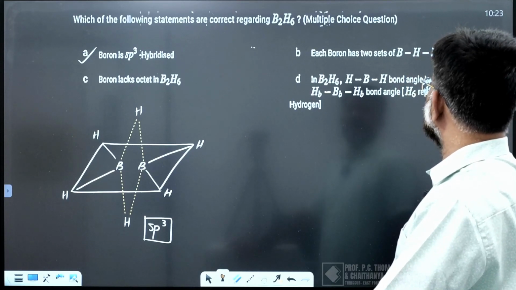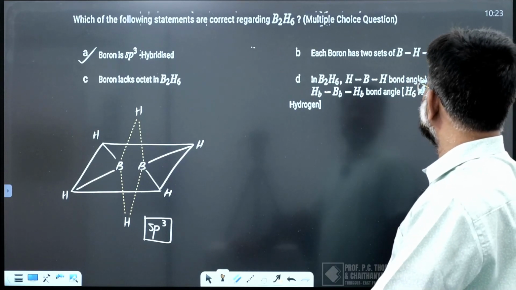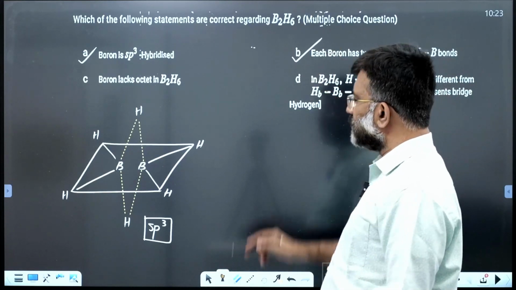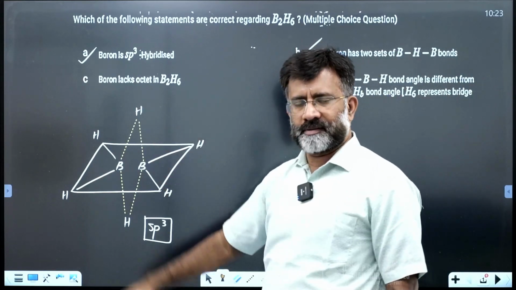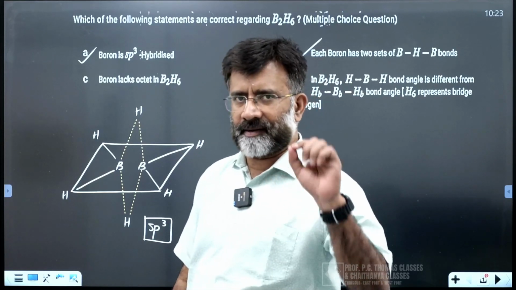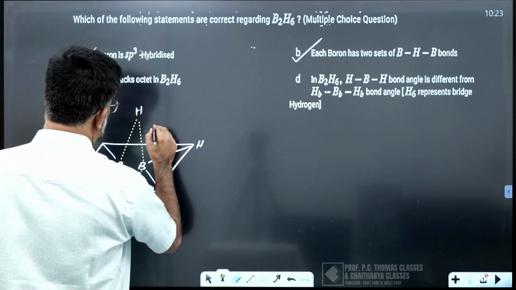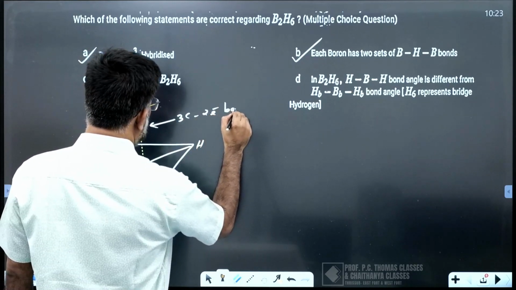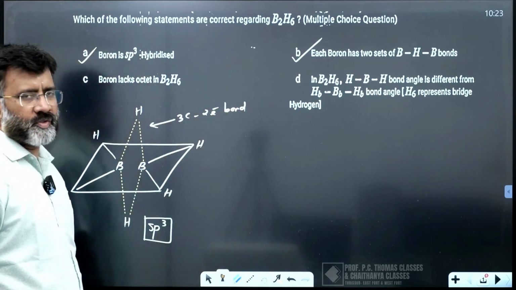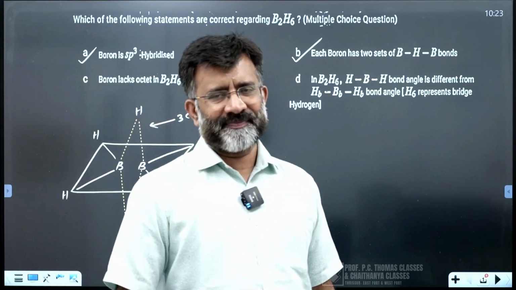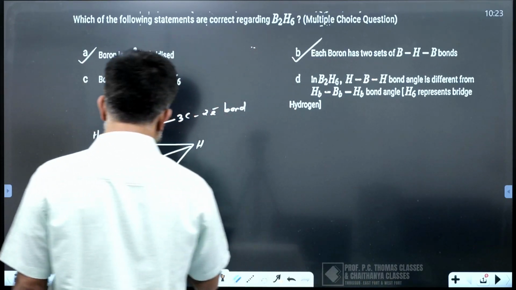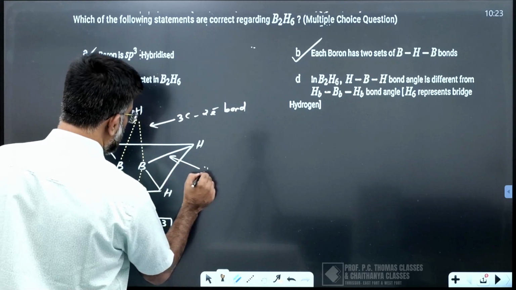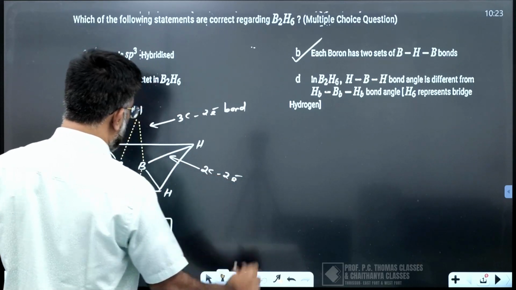Each boron has 2 sets of BHB bonds. Correct? That's a bridging bond, BHB bond, which is also called a 3 center 2 electron bond. This is a 3 center 2 electron bond, an electron deficit bond, right? While this is a normal bond, normally a 2 center 2 electron bond.